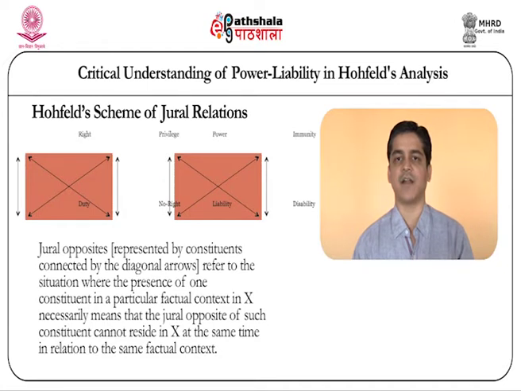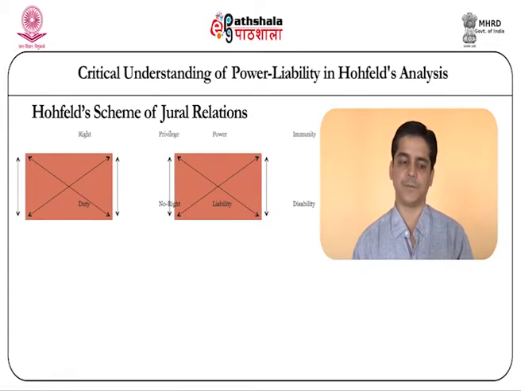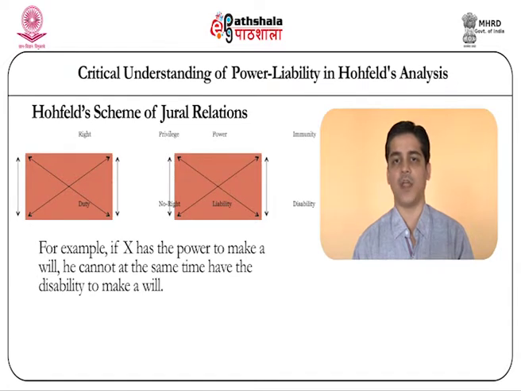Jural opposites, on the other hand, refer to a scenario where the elements which are identified as jural opposites cannot exist in the same individual at the same time, which means if X has a right, at the same time in relation to the same thing, he cannot have a no right. If X has a power in relation to a thing, at the same time it cannot be said that he has a disability in relation to that thing. Let's consider an example. If X has the power to make a will, then at the same time it cannot be contended that X has a disability to make the will.